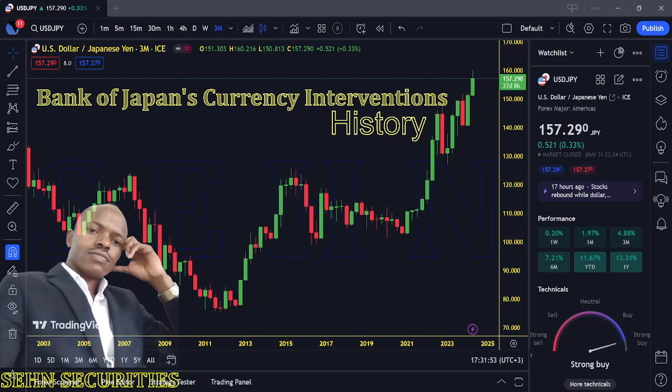The Japanese government intervened in the foreign exchange market to sell dollars and buy yen on September 22, 2022, following a BOJ decision to maintain ultra-low interest rates. This intervention aimed to stem the yen's sharp falls.